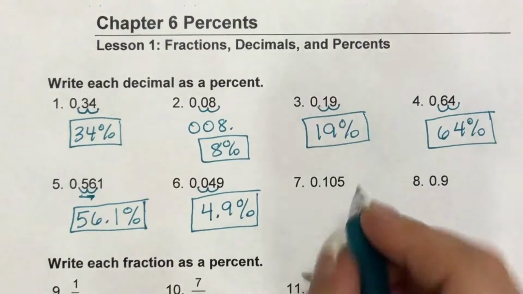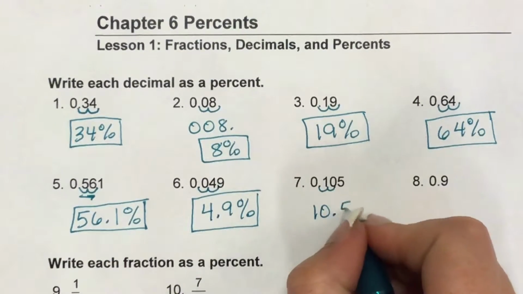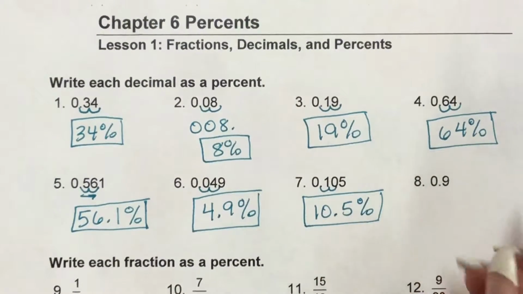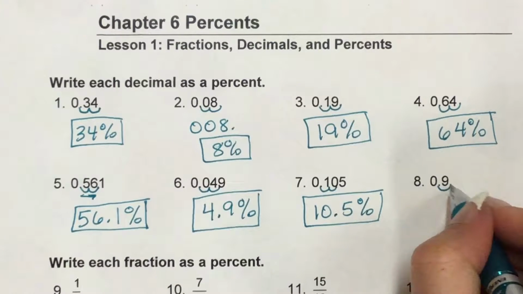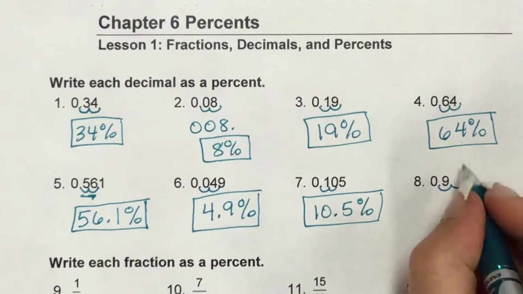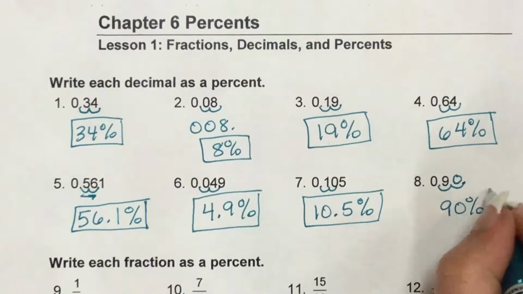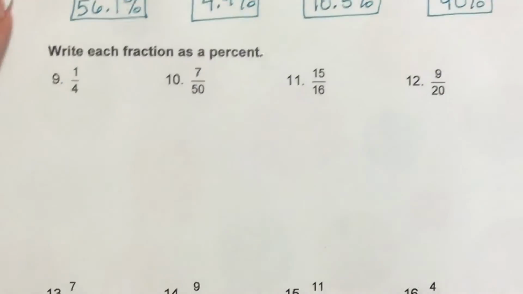Number 7, again, we're going to move it 2 places to the right. We're left with 10.5%. And lastly, we have 0.9. We're going to move it 2 places to the right. 1, 2, there's nothing there, so we add a 0, and we're left with 90%. So if you got all those right, great job. Okay, let's move on to the next set of problems.